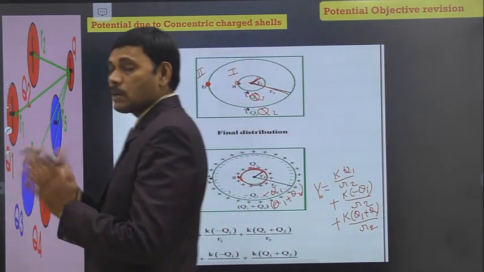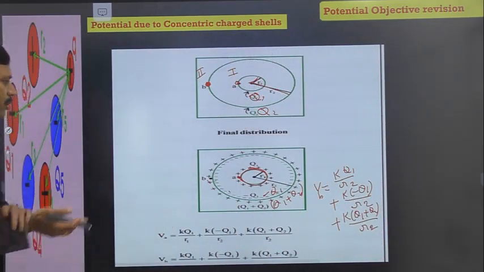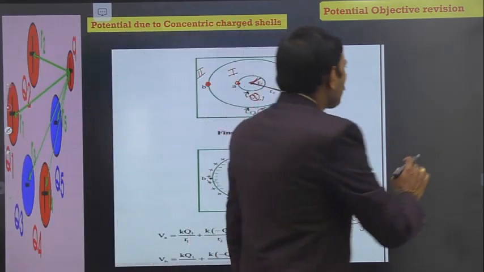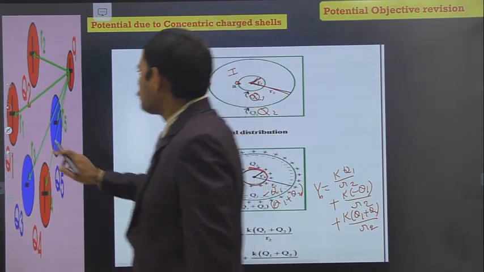Then the potential difference. Sometimes they may ask for the potential difference between A and B. Then we take VA minus VB. And this is the important discussion, students.